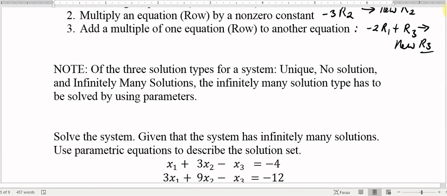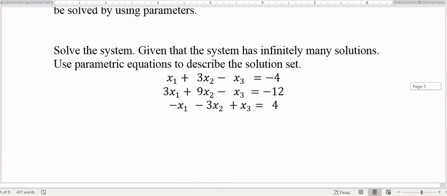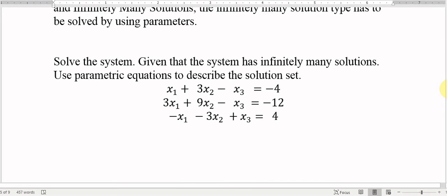So here, solve the system. Let's look at this problem. Solve the system, given that the system has infinitely many solutions. It just tells us that, to help guide you along. Use parametric equations, that is the r's, s's, and t's, to describe the solution set.